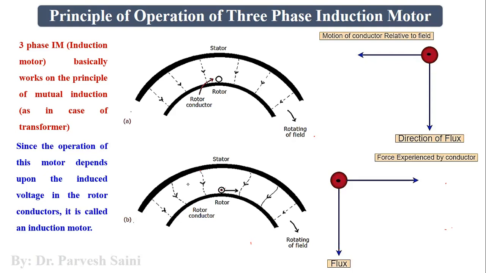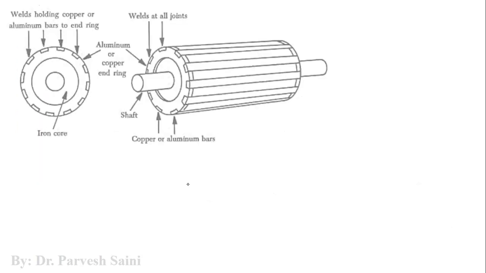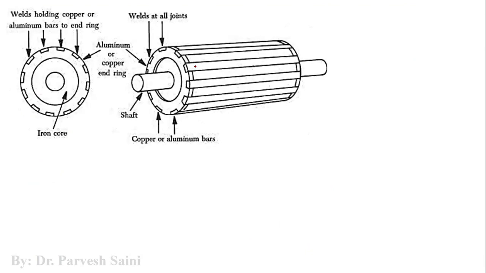So because of this EMF, the current will flow in these conductors, and now we have the current carrying conductor in the magnetic field, and hence we get the rotation of the rotor, right?